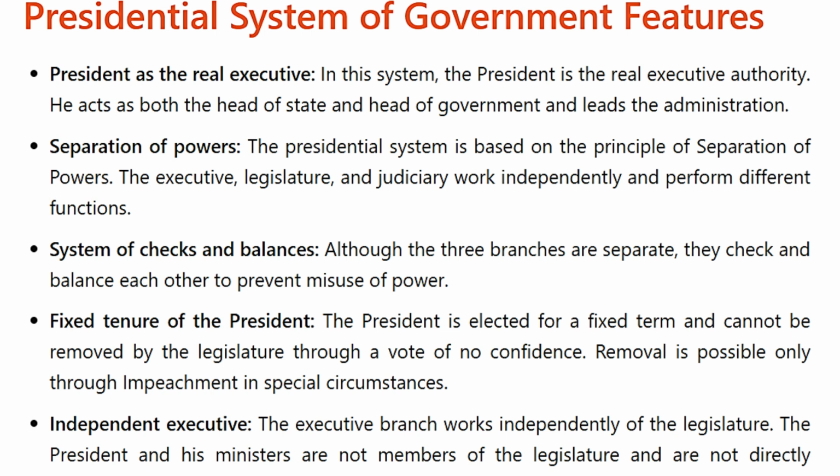Systems of checks and balances. Although the three branches are separate, they check and balance each other to prevent misuse of power. Fixed tenure of the president. The president is elected for a fixed term and cannot be removed by the legislature through a vote of no confidence. Removal is possible only through impeachment in special circumstances.